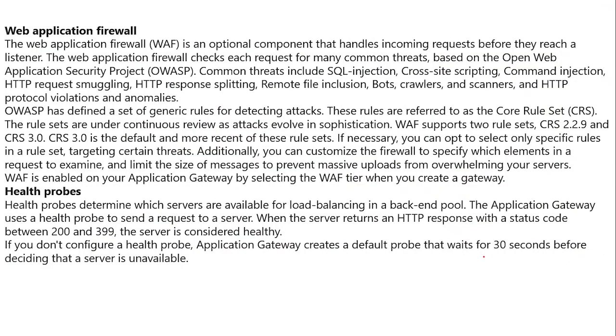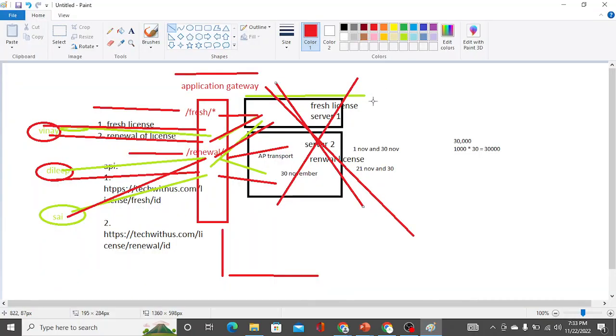And coming to the web application firewall. This is an important topic. What is WAF? A web application firewall is an optional component, so whether you add it or not is up to you. Its functionality is that it handles the incoming requests before they reach the listener. It is like one check that we include in the application gateway between the user sending the request and the action being performed. Okay, I will switch to the paint, then you can understand clearly.